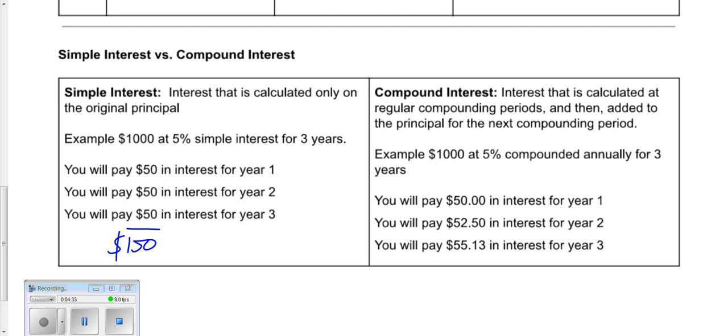Compound interest is interest on the principal plus the previous year's interest. So if I had the exact same situation and I was using compound interest for it, I would end up with a grand total of $157.63. So I would end up with an additional $7.63. So the gist of this is that compound interest, all other factors being equal, will result in a higher interest amount over the life of an investment versus simple interest.